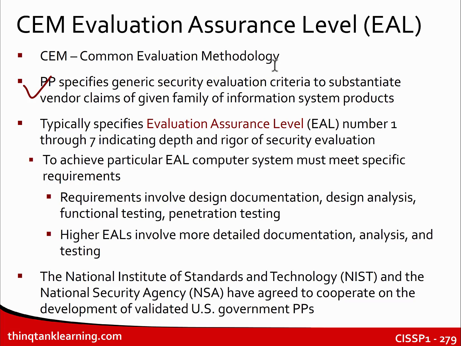We'll see the different assurance levels. We specified the evaluation assurance level, number 1 through 7. Again, that does not imply that 7 is more secure. It just means that we went through more rigorous steps to verify the protection profile against the target of evaluation. So in order for us to achieve a particular EAL, we have to meet specific requirements.